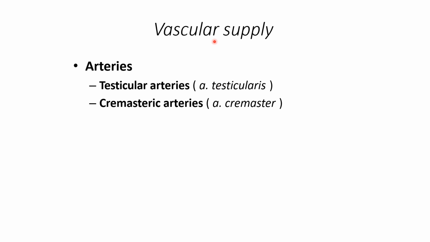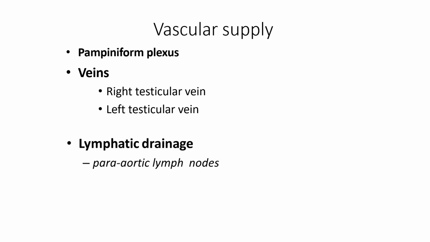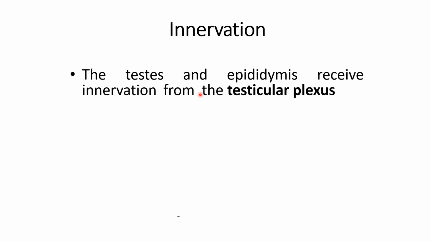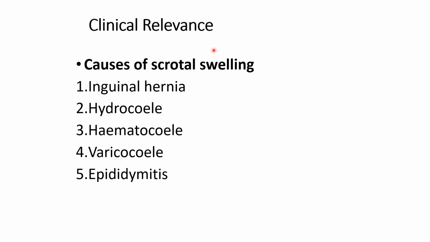Coming to the vascular supply, the arteries are testicular arteries and cremasteric arteries. The venous drainage is via pampiniform plexus that turns into 2 veins, right testicular vein and left testicular vein. The lymphatic drainage is into para-aortic lymph nodes. For the innervation, it receives innervation from testicular plexus. For the conditions affecting the testis, the different causes of scrotal swelling include inguinal hernia, hydrocele, hematocele, varicocele, and epididymitis.